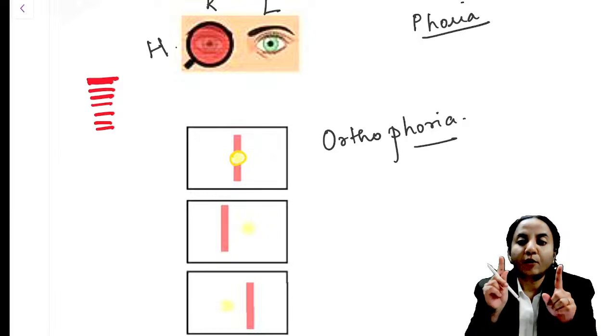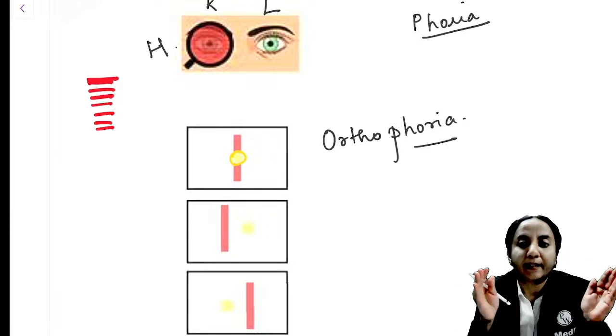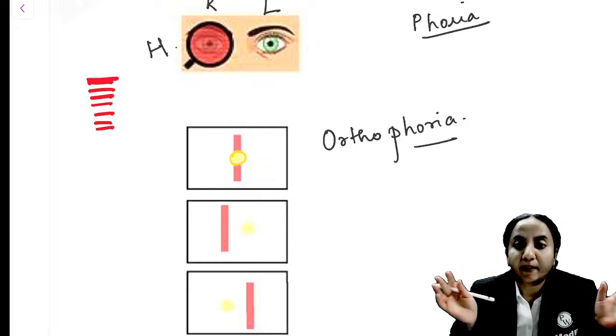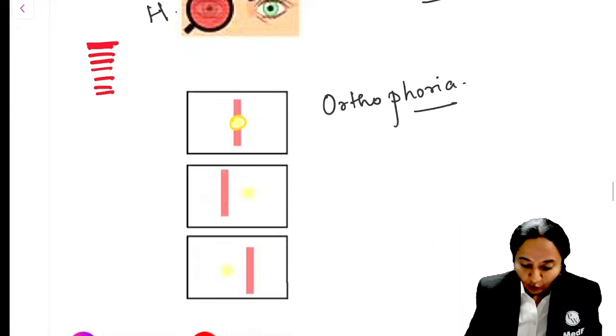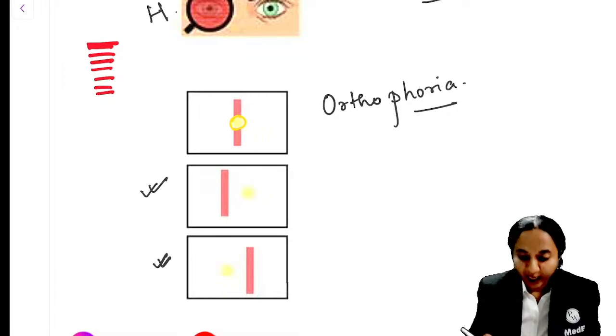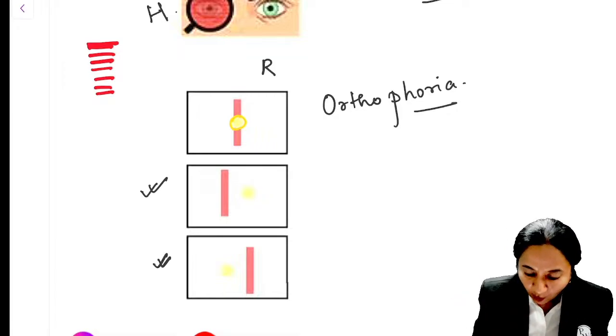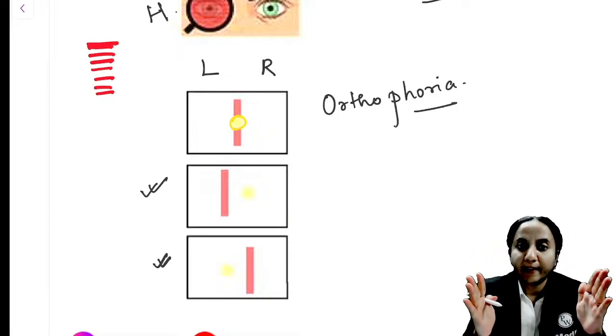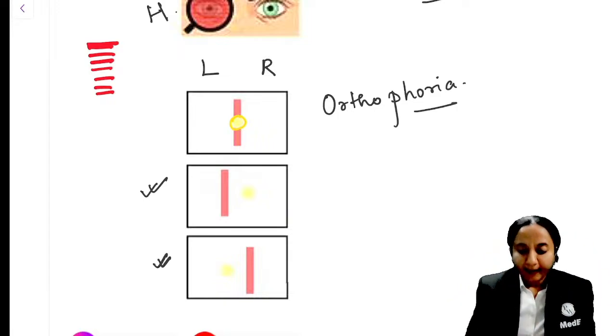But agar patient ko yellow dot aur red line alag alag dikh rahe, so he is seeing a yellow dot and a red line which are separate. That means there is a phoria. तो मतलब इसमें भी फोरिया है और इसमें भी फोरिया है. Now see, this is what the patient is seeing. तो पेशेंट के हिसाब से ये राइट साइड है और ये लेफ्ट साइड है. ठीक है, so this is right and this is left according to the patient.